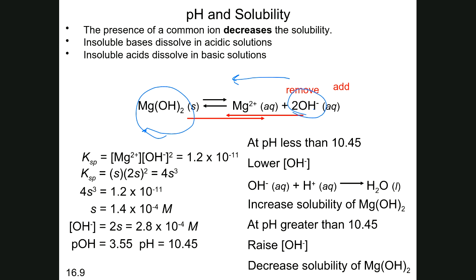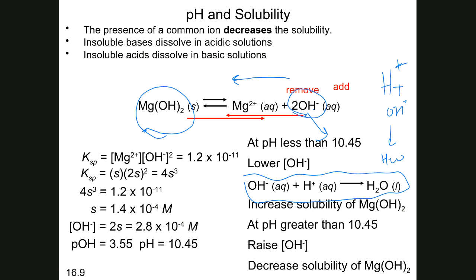What happens if you lower the pH? Lowering pH meaning adding H+. If you add H+, it's going to react with hydroxide ion. And H plus plus OH minus would give you H2O. That means OH is going to be removed from the equilibrium.